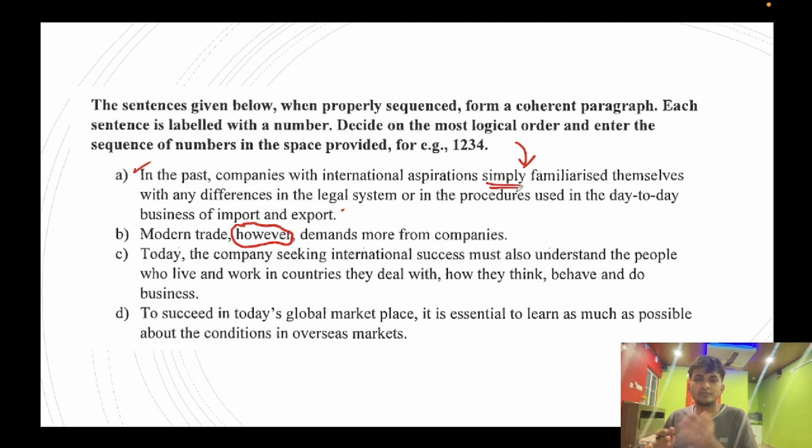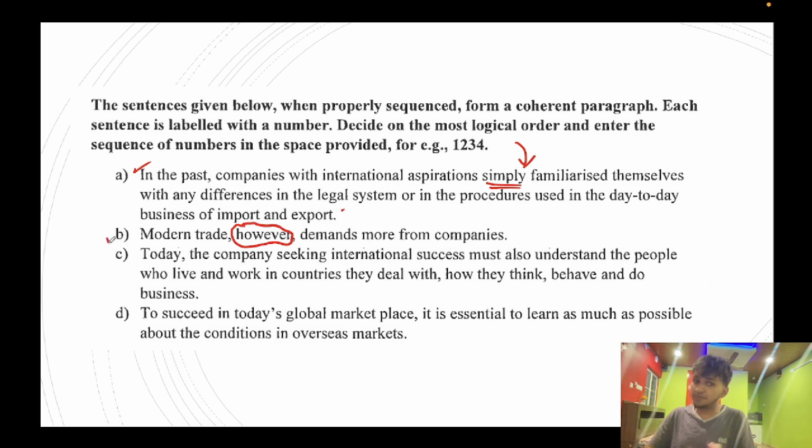See, when you're starting a paragraph, you give a slow and reverberating introduction, right? You start a sentence, you start a paragraph with a punch. But here they're introducing the concept of companies with international aspirations simply into thin air without giving any context.